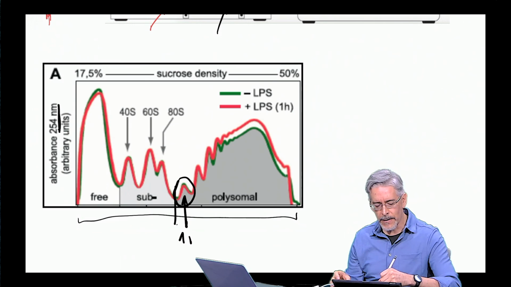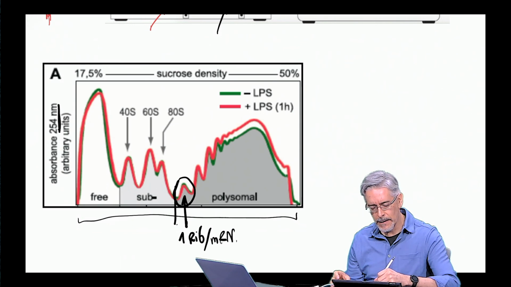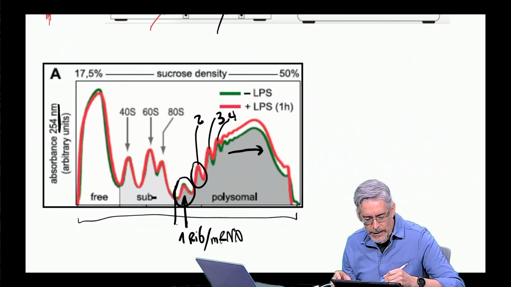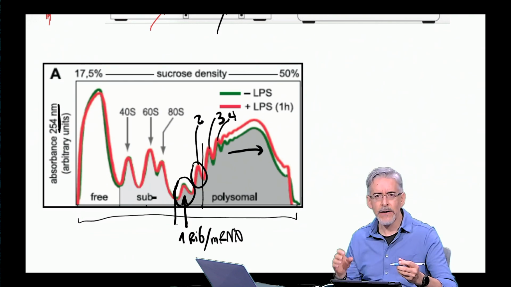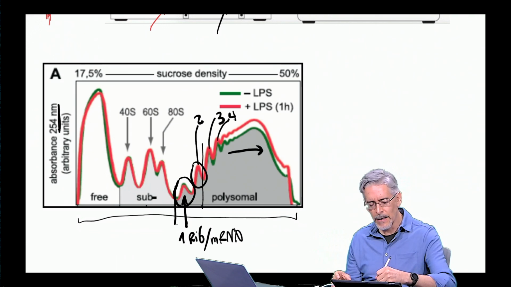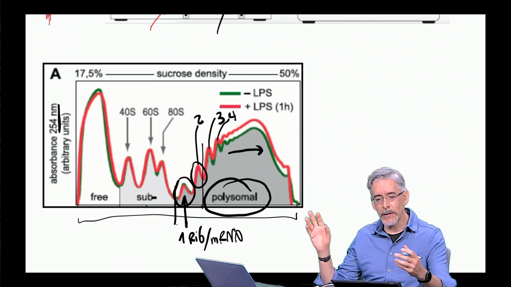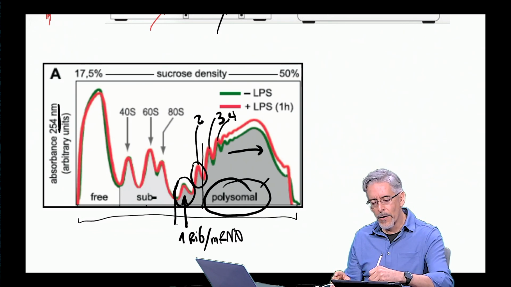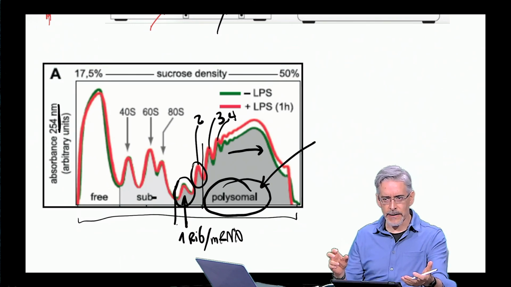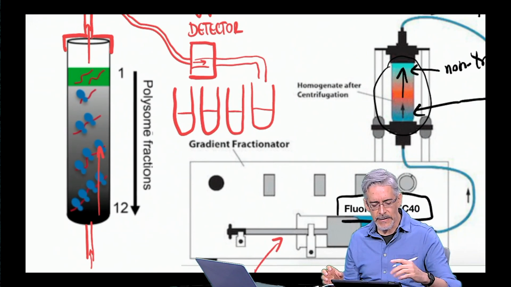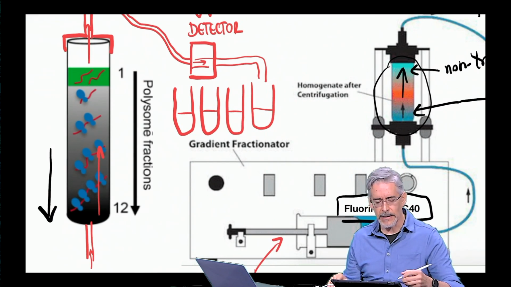So here you have one ribosome per messenger RNA. The next peak is 2 ribosomes per messenger RNA. The next peak is 3 ribosomes, 4 ribosomes, and so forth. So somewhere around here, starting at about 3 ribosomes per messenger RNA, you can already call this the polysomal fraction. And the deeper you go in the tube, the more ribosomes you have associated to a given messenger RNA. So the better translated a messenger RNA is, the deeper you will find it in these sucrose gradients.